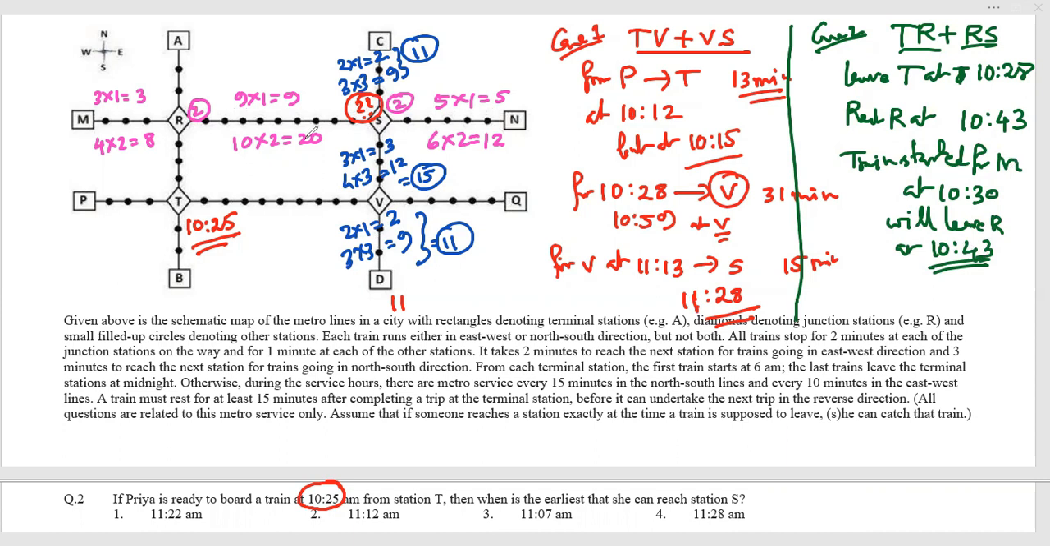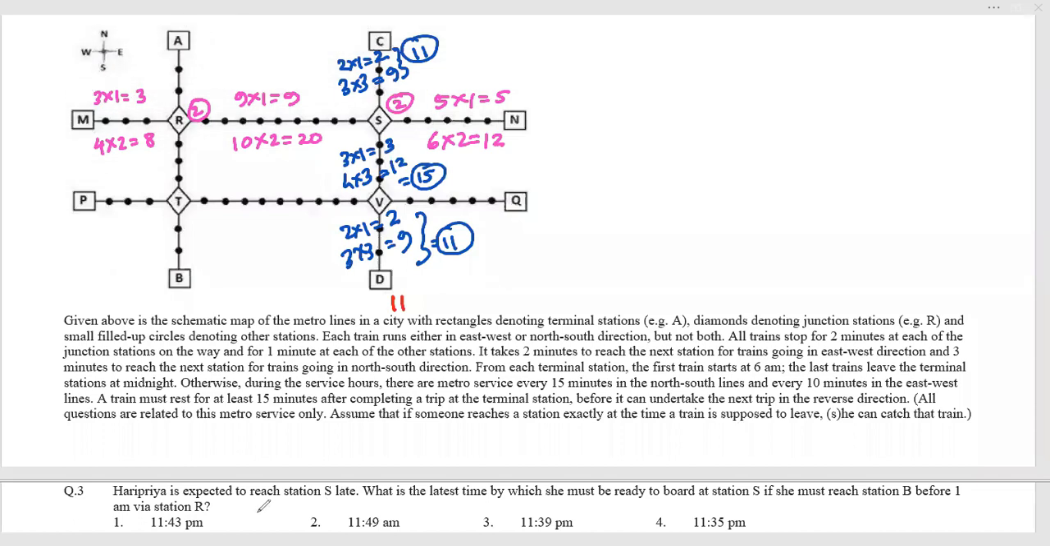And leaving R at 10:43, it will reach S at what time? Plus another 29 minutes, so 29 minutes, 72. That means it should be 12. So 11:12, option 2 would be the answer. This is the shortest because the earlier one was 11:28 and this is 11:12.